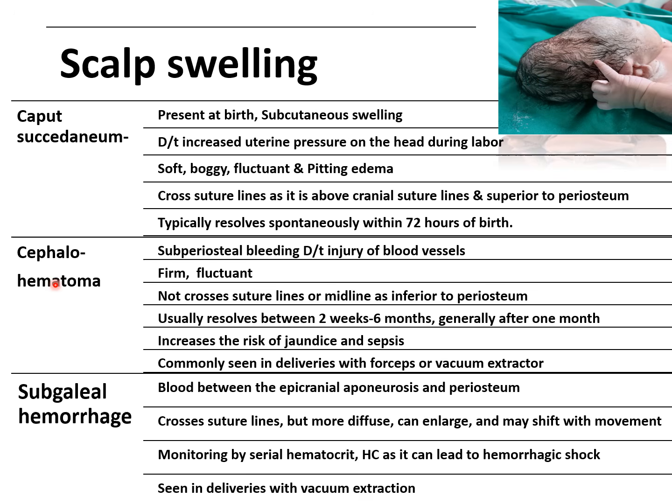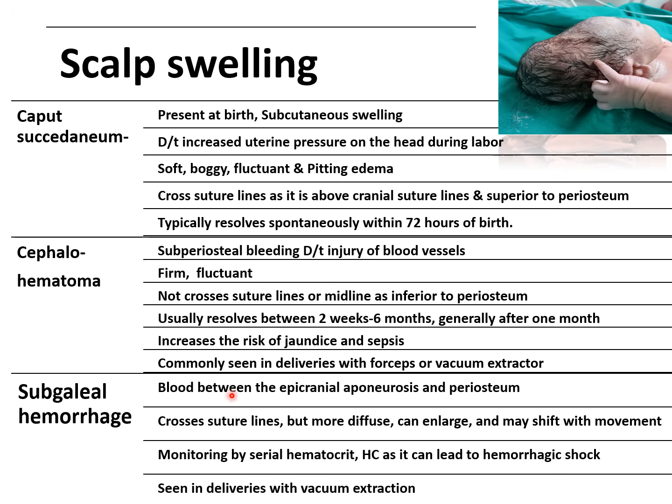While the cephalohematoma is subperiosteal bleeding due to injury of blood vessels, and it is a firm and fluctuant swelling. It is not crossing the midline as it is present inferior to the periosteum, and it is resolved between 2 weeks to 6 months of life. Generally, it takes 1 month to resolve, and there is an increased risk of anemia, jaundice, and sepsis, and it is commonly seen with forceps and vacuum extraction.